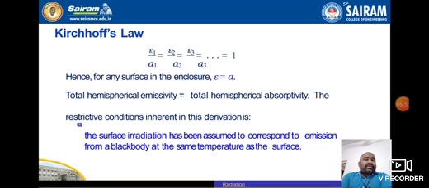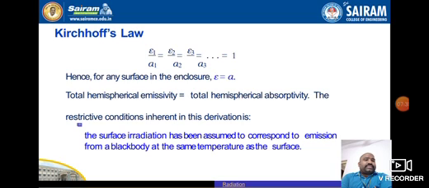So again epsilon 1 divided by A1 is equal to epsilon 2 divided by A2, epsilon 3 divided by A3 and so on. The value is equal to 1, and for any surface enclosed area the epsilon is equal to A. So total hemispherical emissivity is equal to total hemispherical absorptivity. Here A is nothing but absorptivity. Absorptivity is considered for this hemispherical geometry. Okay, so the restrictive condition inherent in this derivation is what we have to derive.